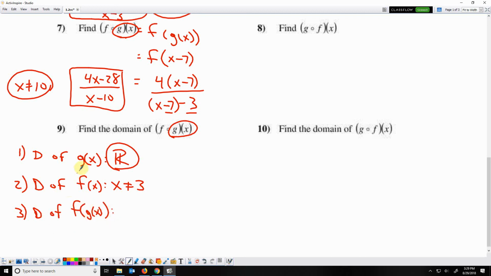And that I steal from 1 and 2. G of x cannot equal 3. So g of x is x minus 7, so x minus 7 cannot equal 3. And when I move that 7 over, I get x cannot equal 10, and I circle that. I'm going to use the inner function and the composition.